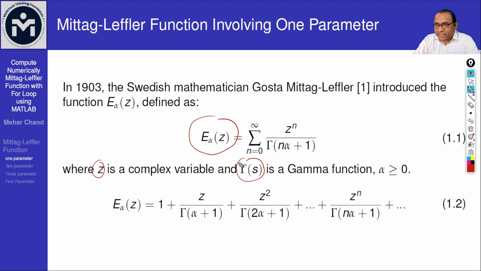When we expand this Mittag-Leffler function for n equal to 0, 1, 2, 3 over the summation, for n equal to 0 we have the first term, and when we have n equal to 1, we get the second term of the series. When we have n equal to 2, we have the third term, and so on. This is the general term of the series when we expand our summation. This will help us to write the MATLAB code, so it's necessary to expand the function.